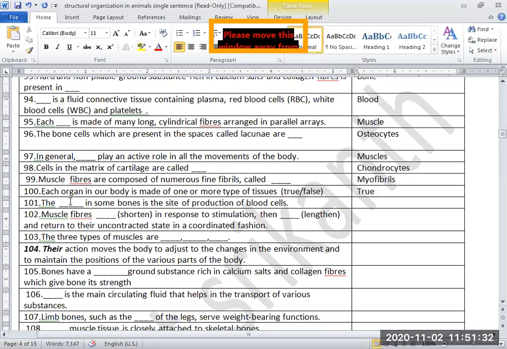Moving on, the dash in some bones is a site of production of blood cells. Bone marrow. Particularly, if I ask you which bone marrow, red bone marrow or yellow bone marrow?